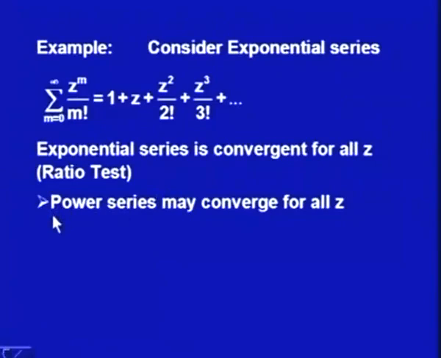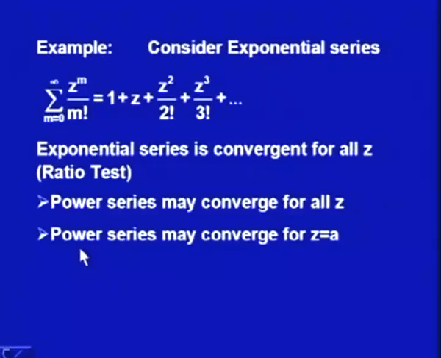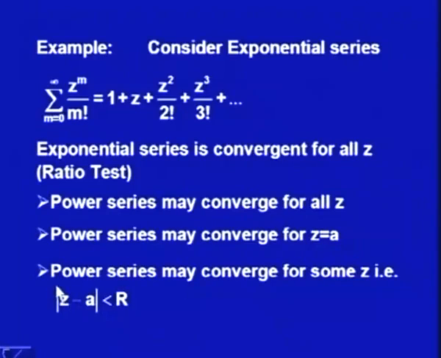So we have seen that a power series may converge for all z. The other possibility is that a given power series may converge only for z equal to a. In the third case, a power series may converge for some values of z, but for others it may not converge. Like we can say that the power series is convergent in the region where |z minus a| is less than r, but for others it may not converge. So these are the different possibilities.